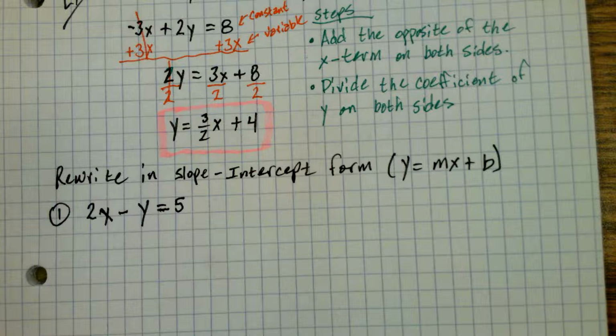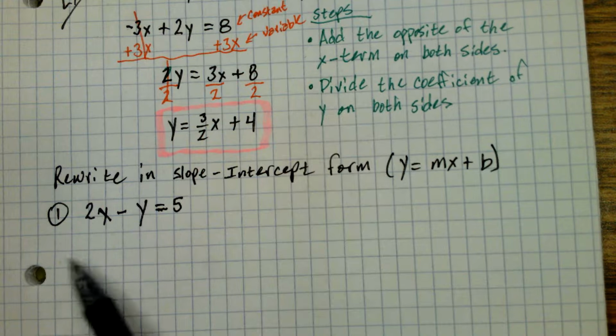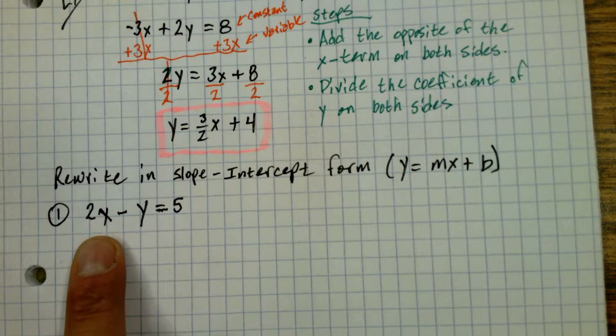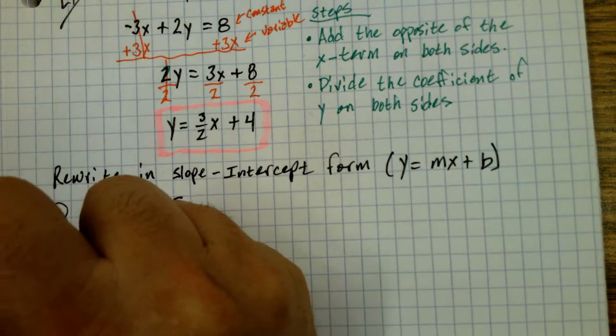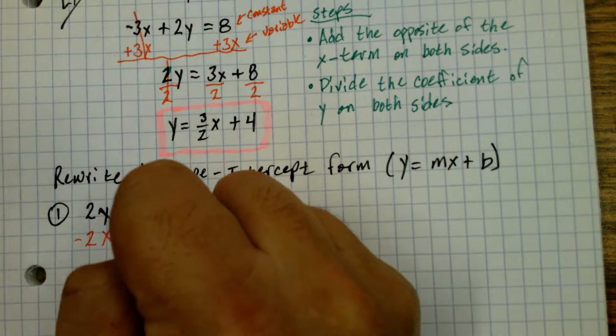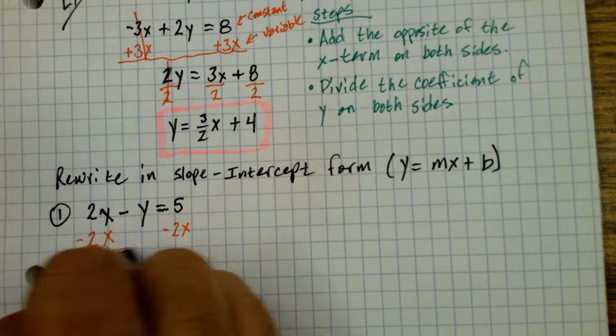All right. So first step, add the opposite of the x term on both sides. My x term is 2x. I need its opposite. Negative 2x. And we're going to do that on both sides. Okay. So let's see what happens after that.